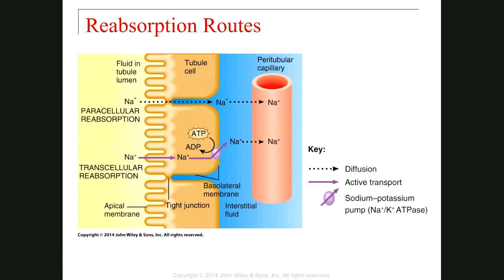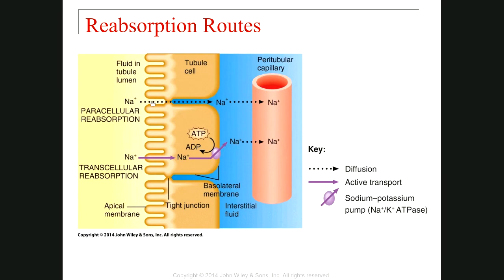In this picture, you can see the apical border of the cells. This is the proximal convoluted tubule, and you have many microvilli or brush border here. And the other border, which you can see, is called the basolateral border. So here we have one apical border and three basolateral borders, which we have for each cell.